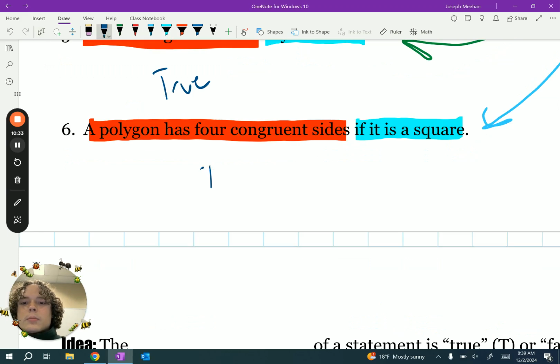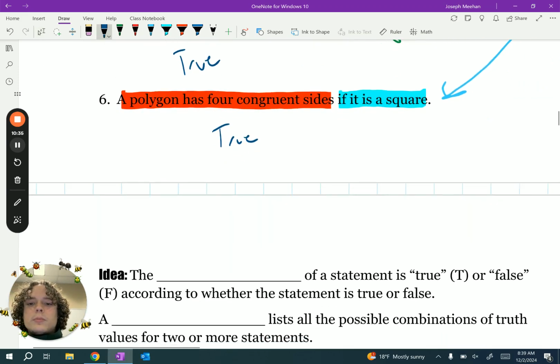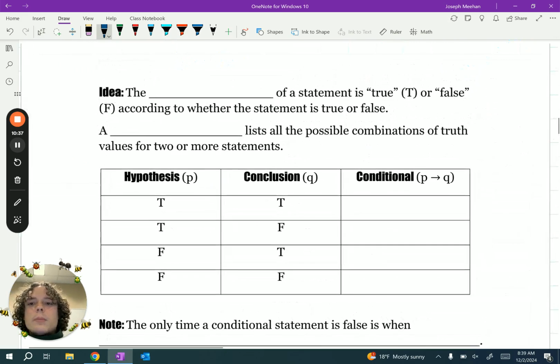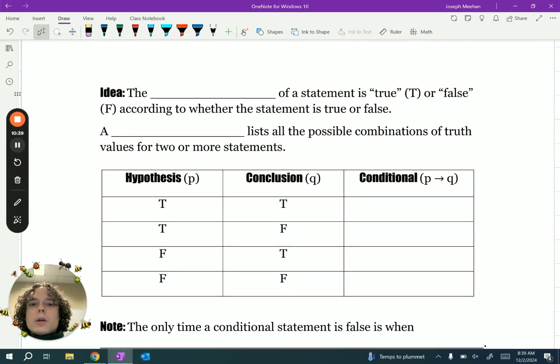Oh. All right. True. All right. So next idea.